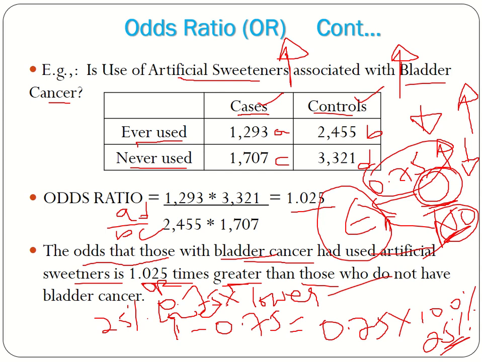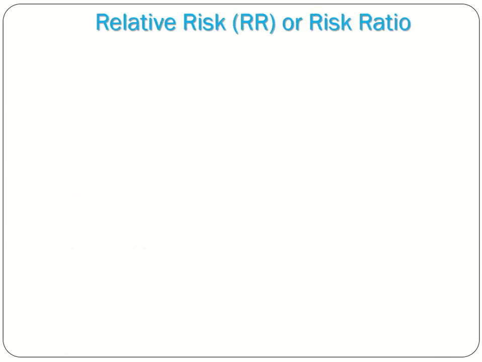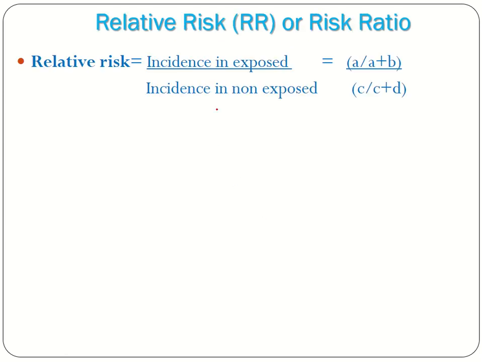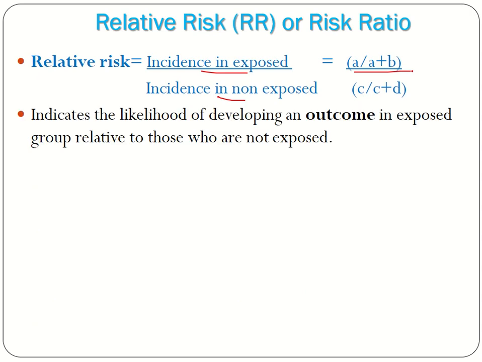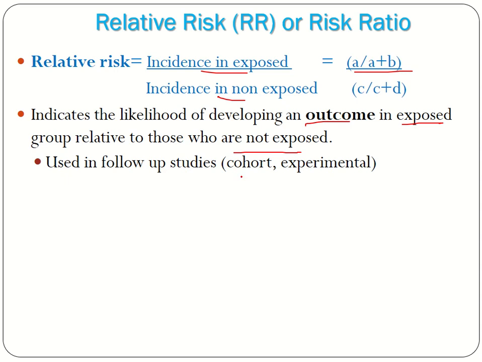It makes more sense. So this is an example of odds ratio. Let's see relative risk. Relative risk, as we said, is incidence in exposed divided by incidence in non-exposed. And this is the formula. We have seen how we derived this. So it basically indicates the likelihood of developing an outcome in the exposed group relative to those who are not exposed. So with exposed and non-exposed groups, what's the likelihood, or the risk, of developing an outcome, that is what it tells us.